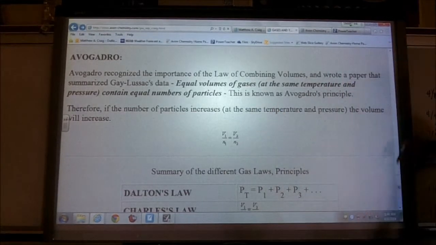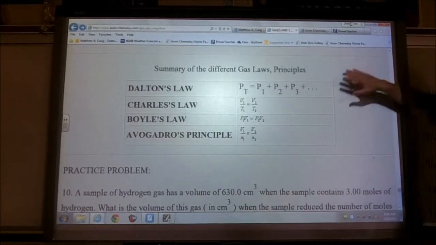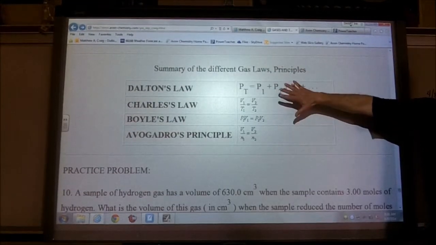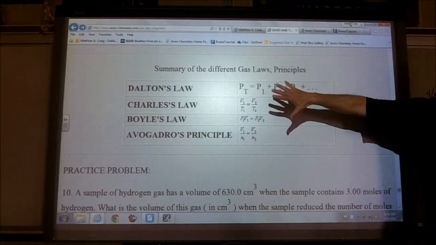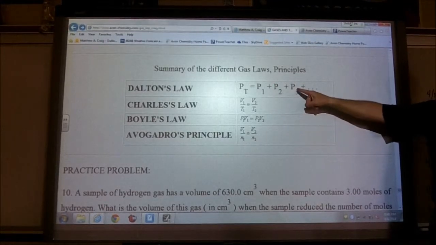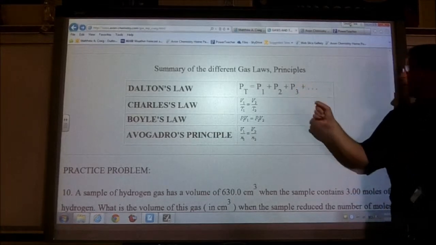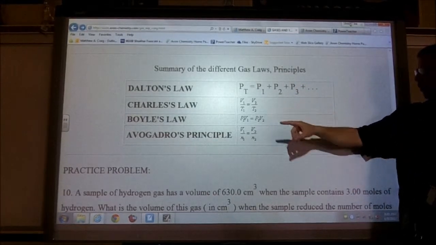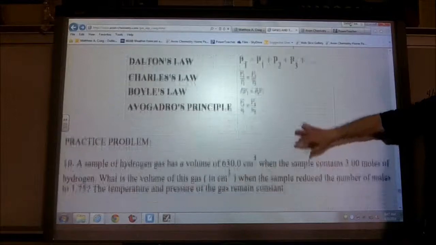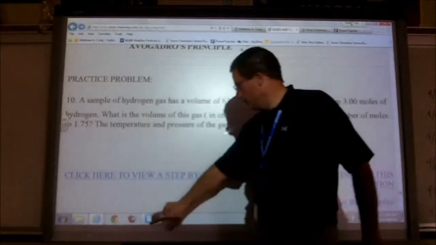I know you can't see it from there. But here are the equations that we'll be using for, I think, a quiz sometime next week. So this is Dalton's law of partial pressures, which we talked about the last time that we met. And Charles' law, Boyle's law, and Avogadro's principle. So let's do this one practice problem.